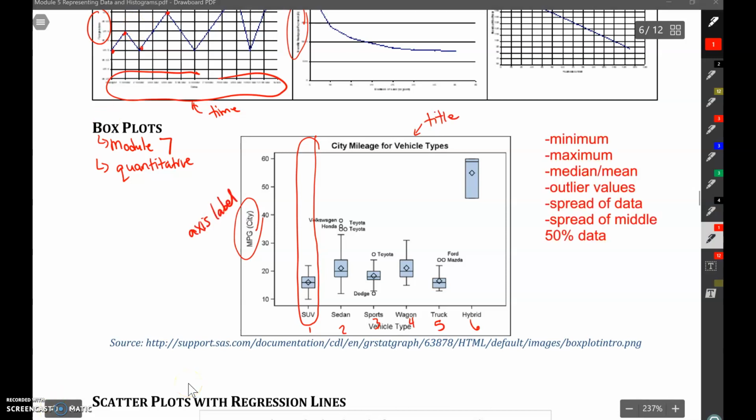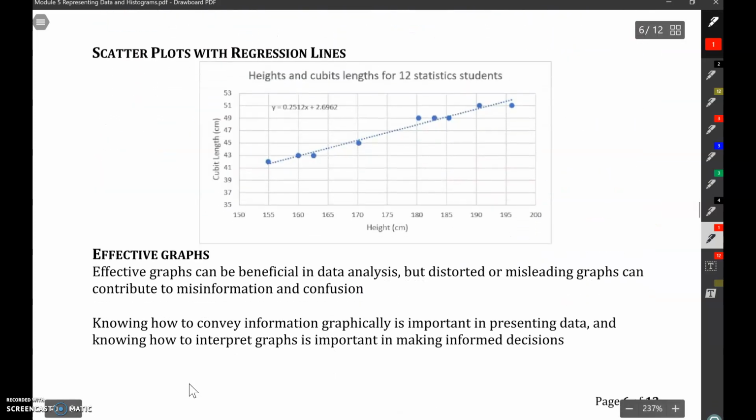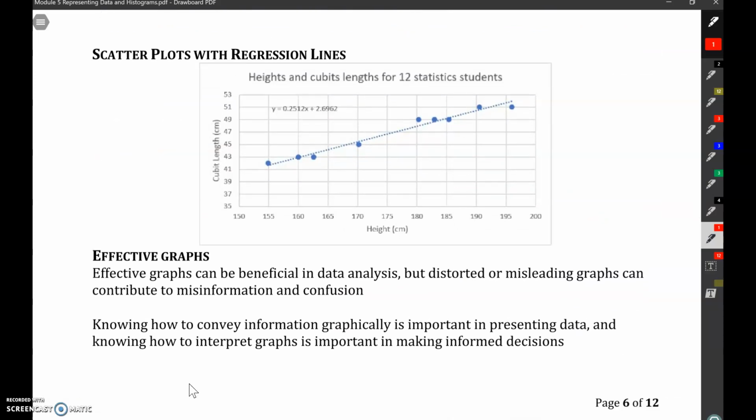So as we'll learn, one of the things that makes box plots great for quantitative data sets is it lets us quickly see the minimum of our data set, the maximum. It lets us see the median and mean, and it also lets us see any outlier values. It lets us see how spread out our entire data set is and how spread out the middle 50% of the data set is. Okay, and don't worry if you've never seen a box plot before, you're not quite sure how to read them. We're going to go over that again in a separate module, but they are a really effective way of representing data and comparing data.